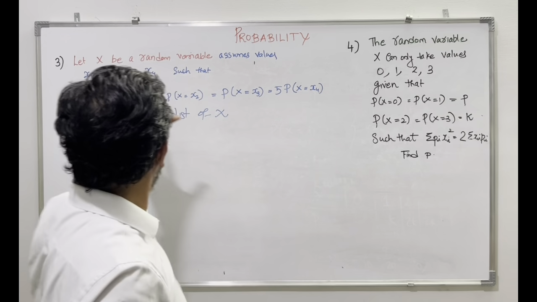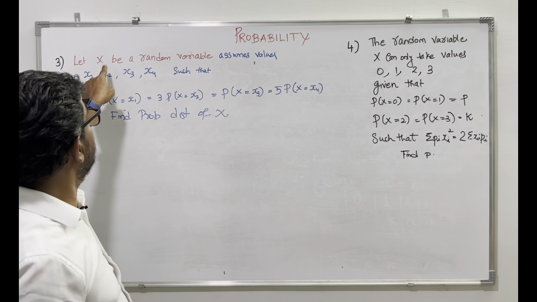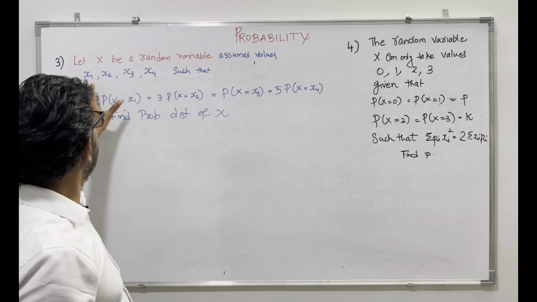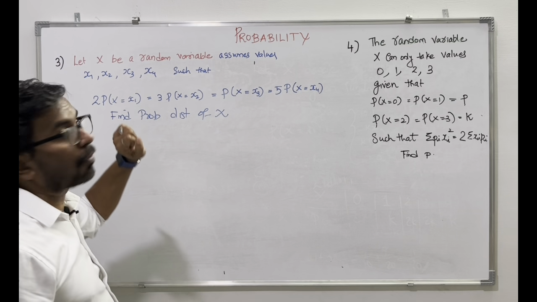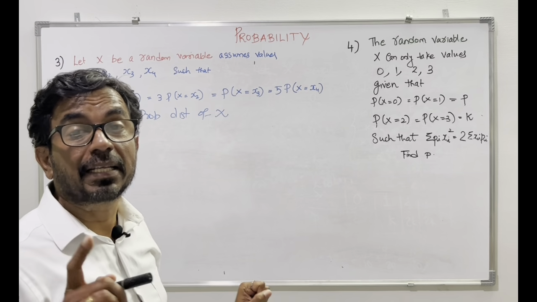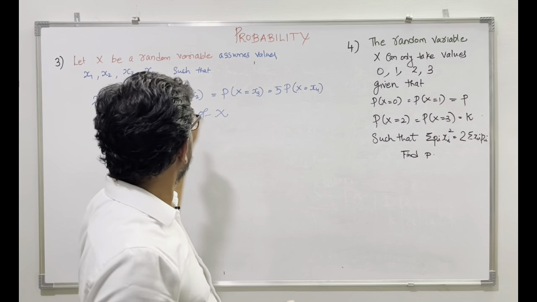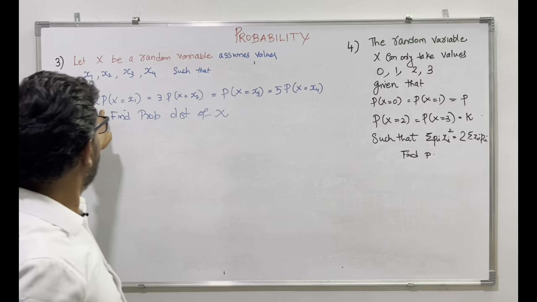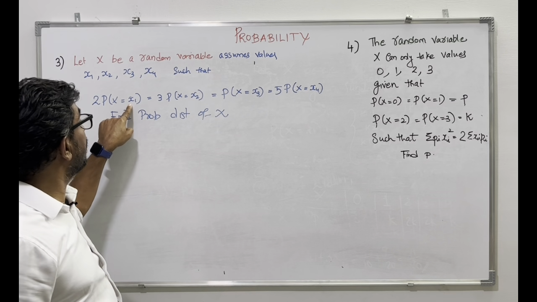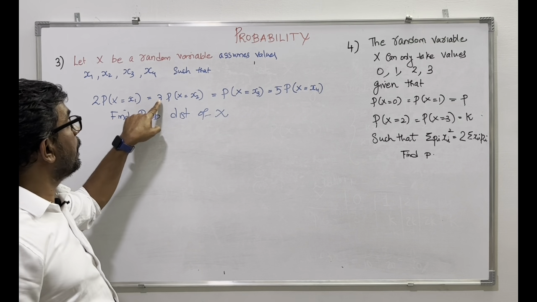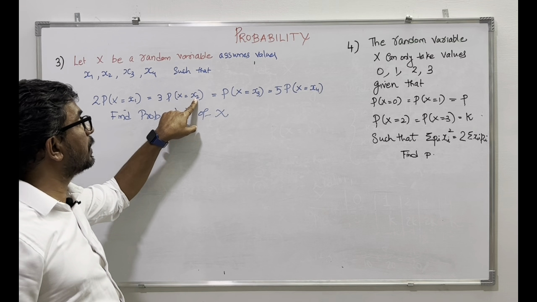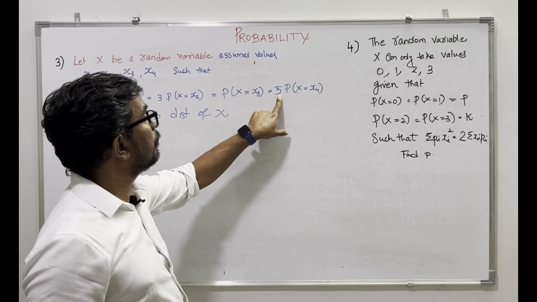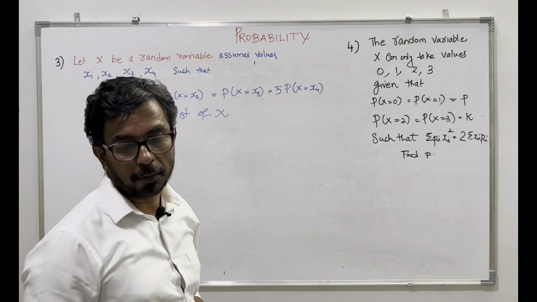Let us do the third question. Question goes like this. Let X be a random variable that assumes values x1, x2, x3, x4 such that 2 times P of X equal to x1, 3 times P of X equal to x2, equal to P of X equal to x3, equal to 5 times P of X equal to x4.